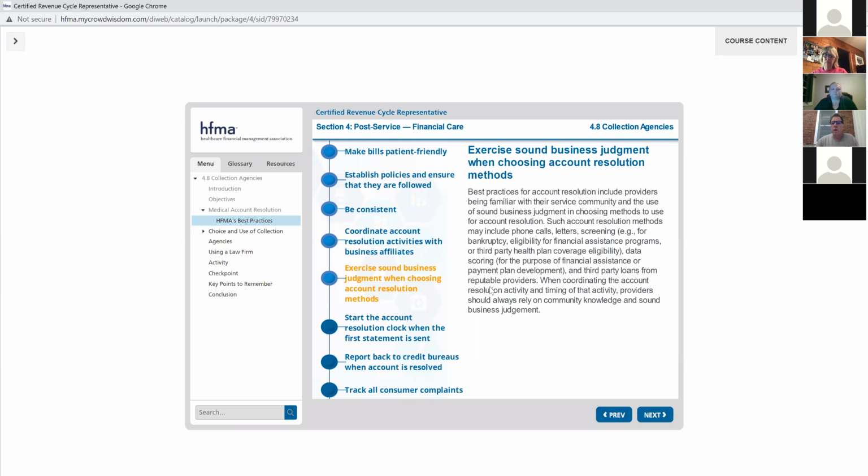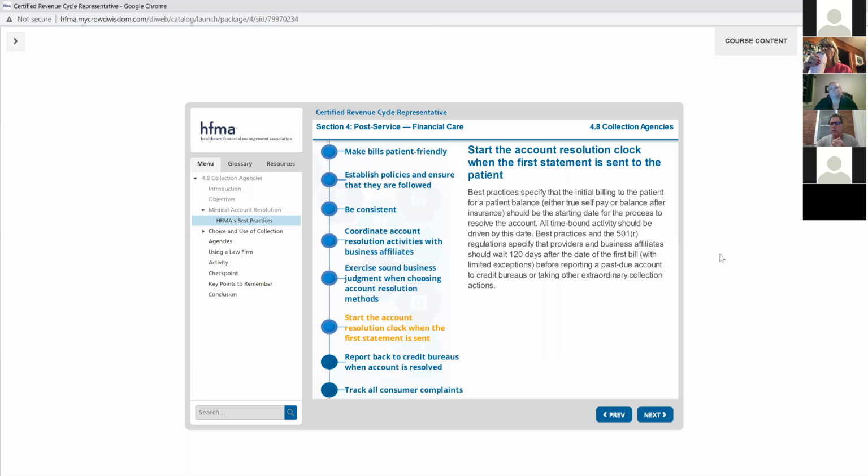You want to start the account resolution clock when the first statement is sent. Okay, again, best practices in the 501R regulations specify that providers and business affiliates should wait 120 days from the first bill.